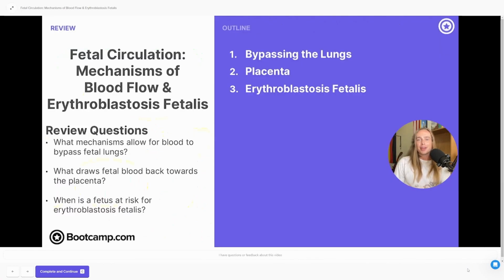Now that we've finished with our mini quiz, let's go ahead and do a few review questions to see what you learned today. First, what mechanisms allow for blood to bypass fetal lungs? Second, what draws fetal blood back towards the placenta? And lastly, when is a fetus at risk for erythroblastosis fetalis? If you can answer these questions, you're well on your way to success.